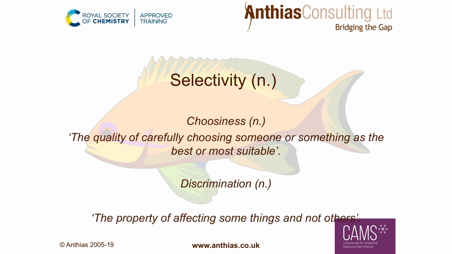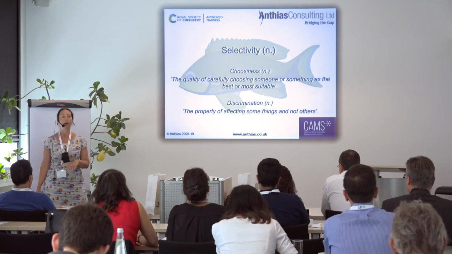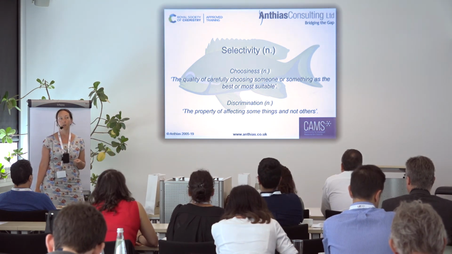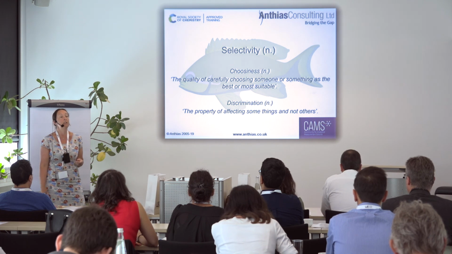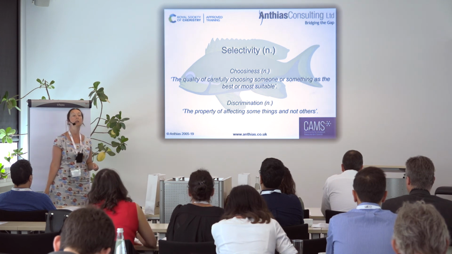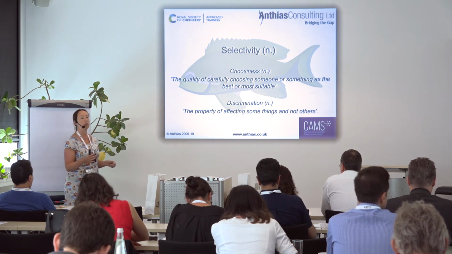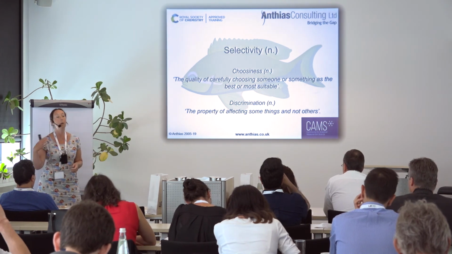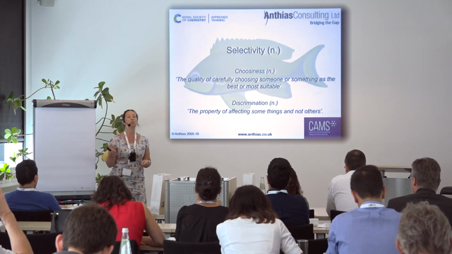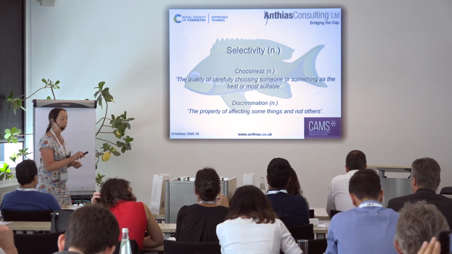Also, we can think of it as discrimination, so the property of affecting some things and not others. Now, I like to think about discrimination in terms of positive discrimination. We always think about it in gas chromatography as a negative thing, because sometimes you lose one analyte, you get everything else, and you lose a bit of something, which is not good. So, for example, if you're looking at a mass range, you could be getting mass discrimination, where you're losing the higher masses. But if we try and think of discrimination in positive terms, we can use it as part of our selectivity, which I'm going to go more into in a few minutes.